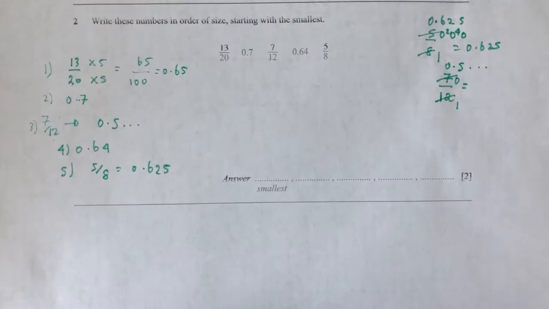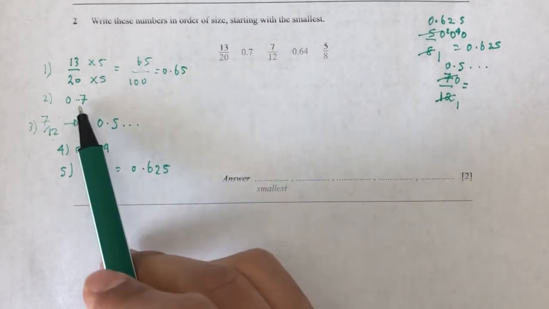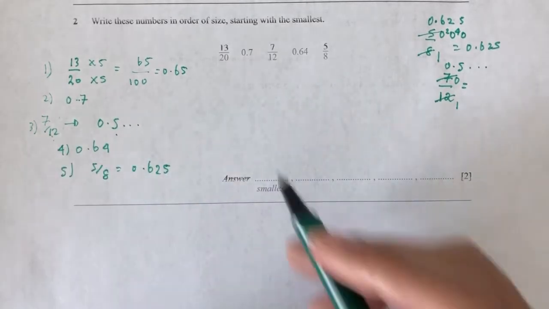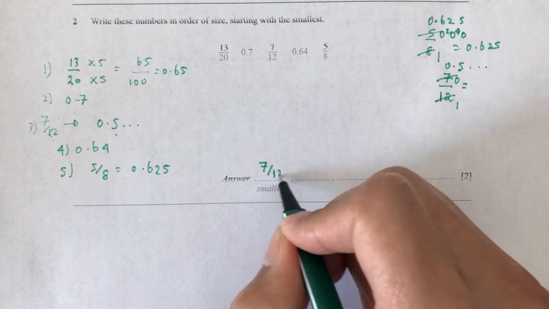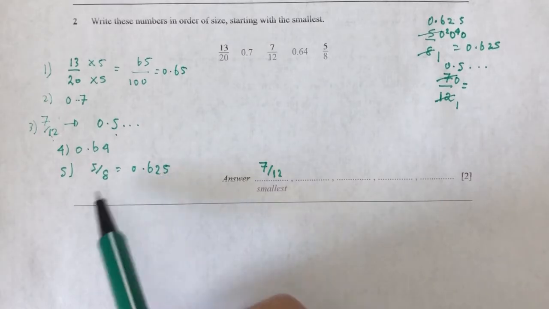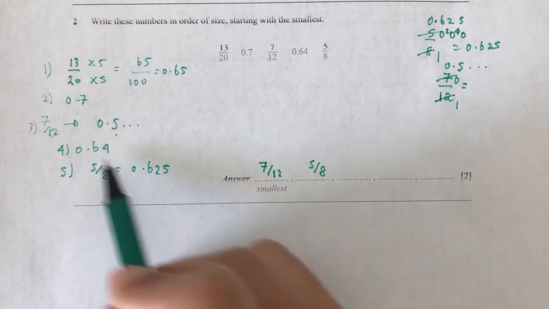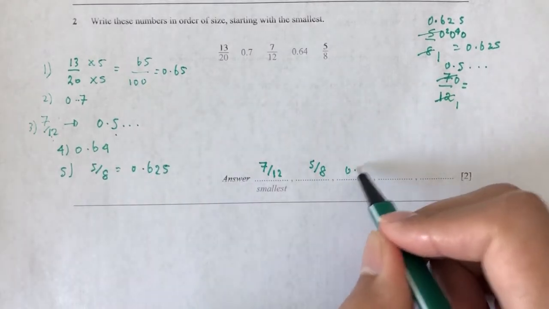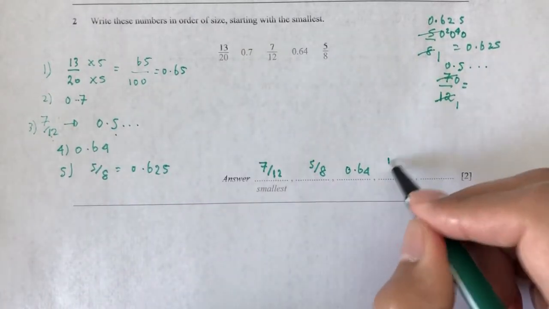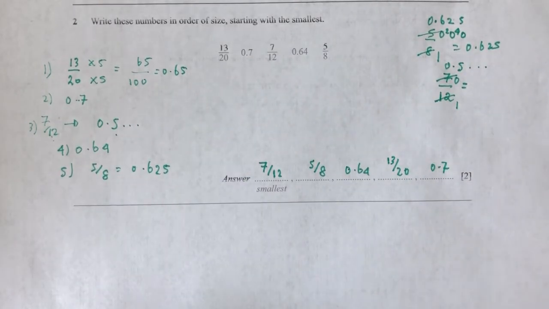Now let's compare every number. What is the smallest of these numbers? The first one is 0.65, 0.7, 0.5 something, 0.625, 0.64. The smallest is 0.5 something, which means 7 over 12 is the smallest number in the list. Then we have 0.625, which is 5 over 8. Then 0.64, which is this. Then 0.65, which is 13 over 20. And the last one is 0.7. And that is question number 2.